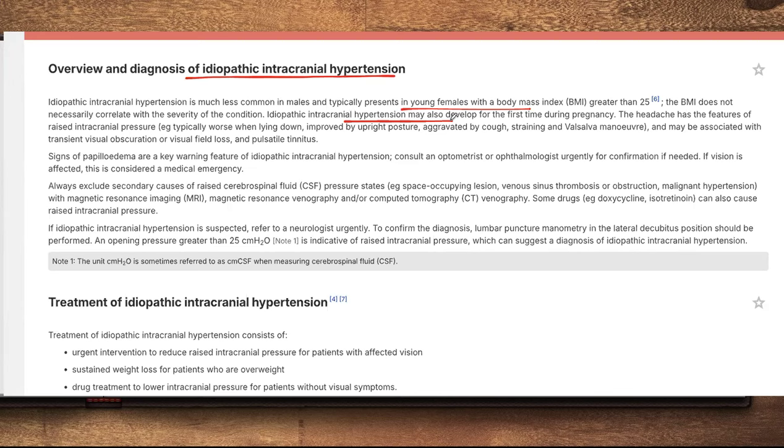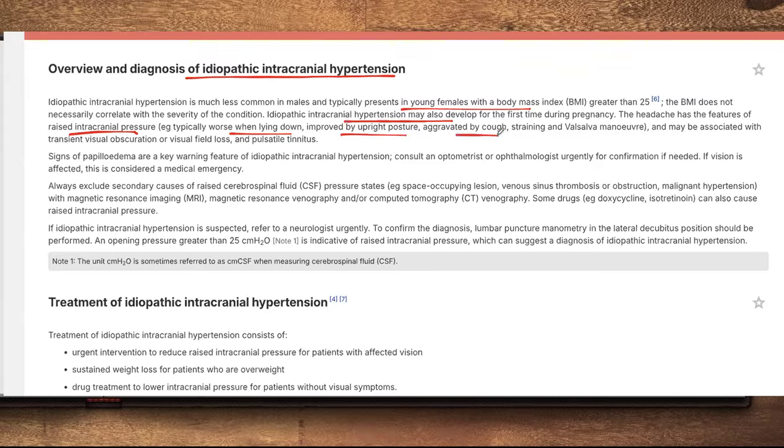Sometimes it can develop in the first time during pregnancy. So in a pregnant patient who is a bit obese, if they come to you with global headache like this and you get papillary edema, definitely you will think of IIH. Okay. So headache has the feature of raised intracranial pressure, typically worse when lying down, improved by upright posture. So again, exam doesn't give all the things. Sometimes what happens that when we see this kind of questions, it's completely different in exam. Exam questions sometimes carries more information, and you can get these findings. That will become a bit easier for you. So it get worse when lying down, but improved by upright posture.